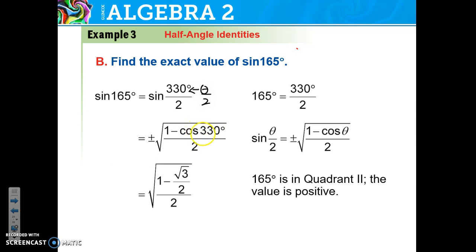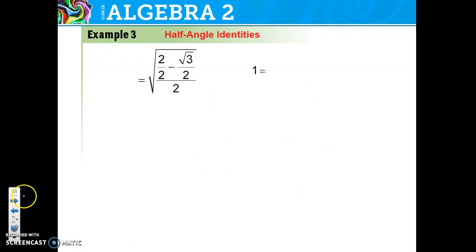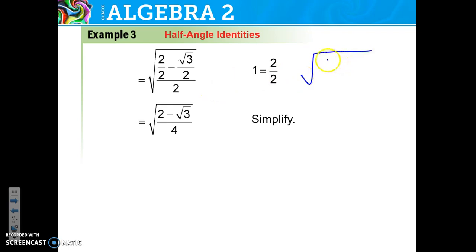You, of course, know the cosine of 330 degrees from the unit circle, which is square root of 3 over 2. So I have 1 minus the square root of 3 over 2, all over 2. Here I'm just rewriting 1 as a fraction with a denominator of 2. Simplify the fraction, so I end up, let me show you what they did here. We had 2 minus the square root of 3 over 2, all over 2. So that's the same as multiplying by 1/2, right? Dividing by 2 is the same as multiplying by 1/2. So 2 minus the square root of 3 over 2 times 1/2 gives me 2 minus the square root of 3 over 4. And of course, I'm still under a square root.